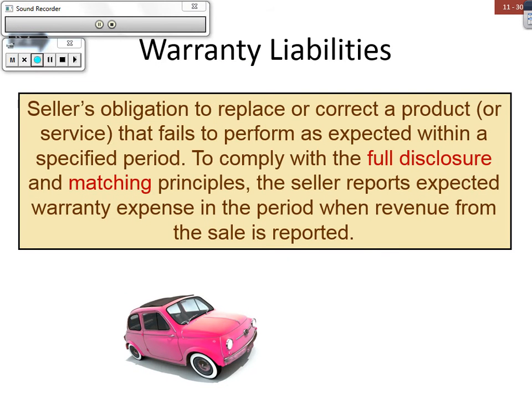Okay, warranty. This is also very important. What is a warranty liability? Perfect example, probably the only example, well, not only, but you get a warranty every time you purchase a car, right? Or at least you should. With the warranty, this is a just in case type of situation, meaning we will replace certain things on the car, and they base it up until a certain amount of miles, possibly. So it says the seller's obligation to replace or correct a product or service that fails to perform as expected within that specified period. To comply with full disclosure and matching, the seller is going to report the warranty expense when? When the sale happens, right?